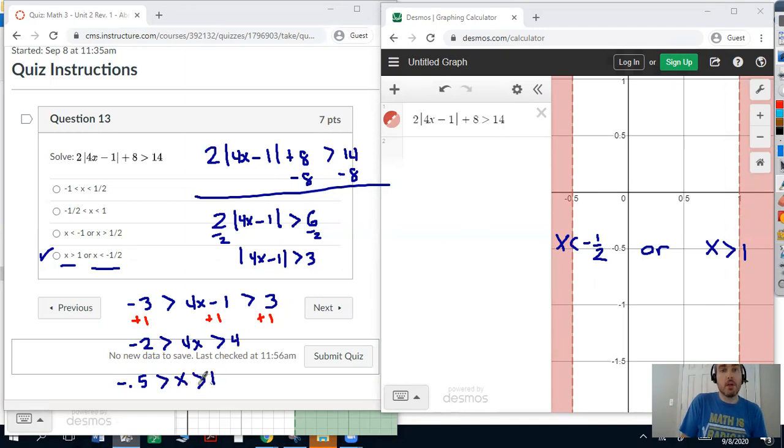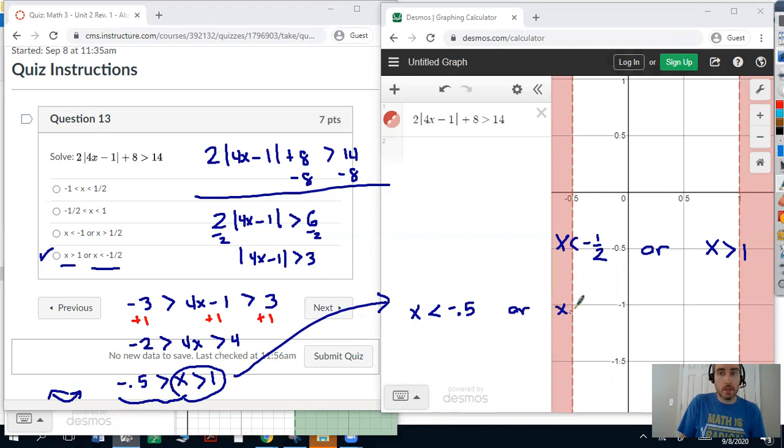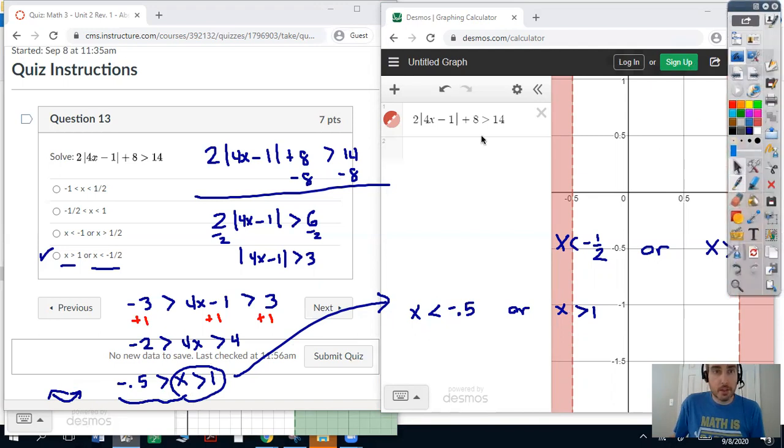Here's the tricky part. You don't want to write it like that. That doesn't make any sense. So if negative 0.5 is less than x, we reverse it, turn it around, you say x is less than negative 0.5. And then this part here, you can just write it as is, or x is greater than 1. Personally, I like the graph on that one. It's a little bit easier to kind of understand.